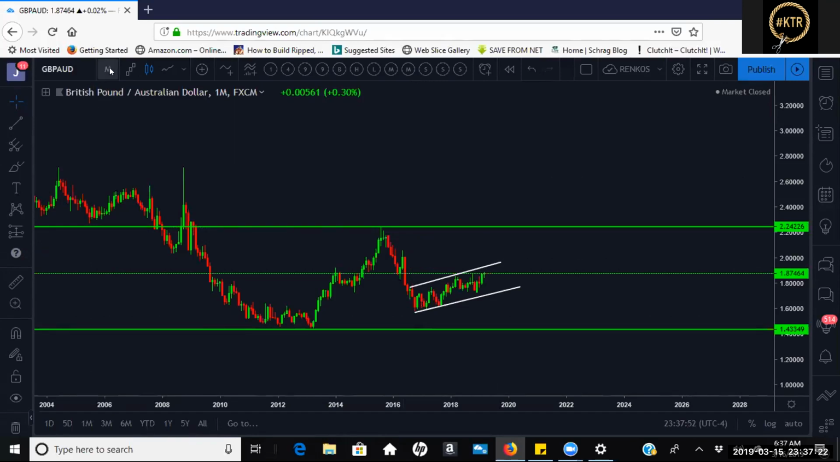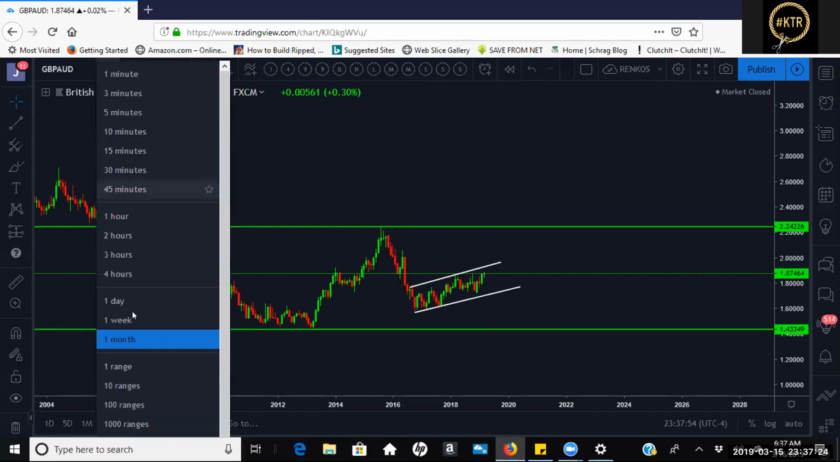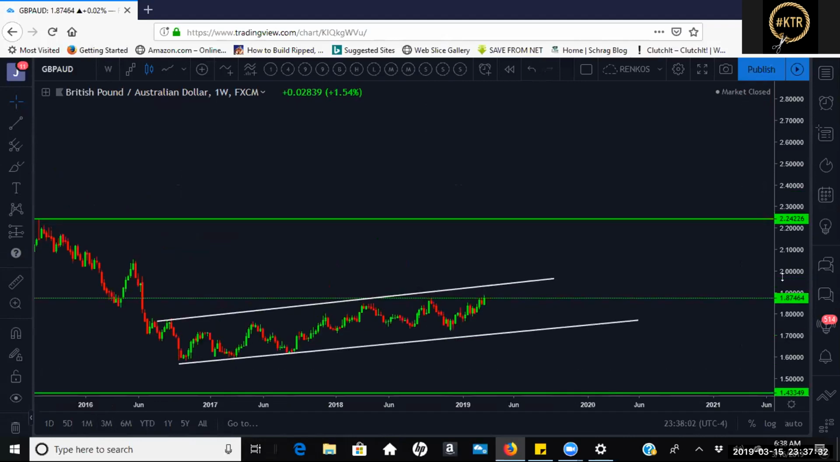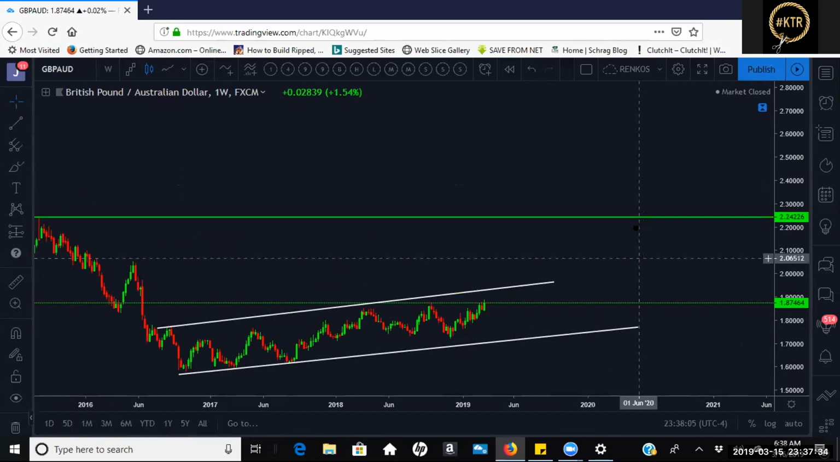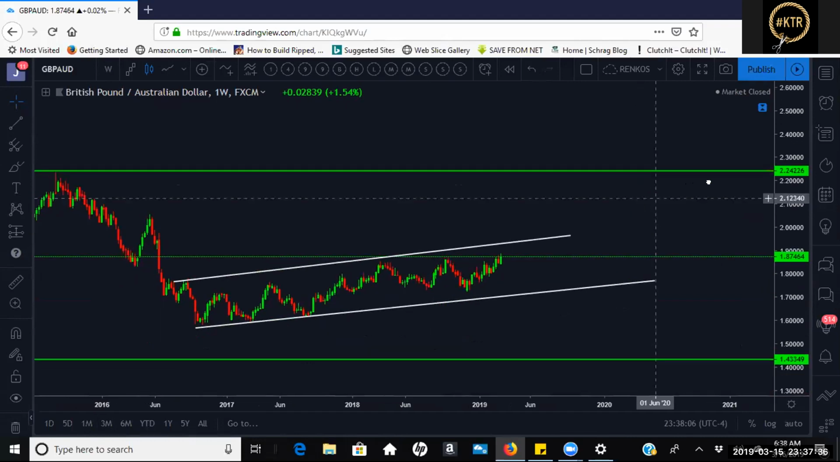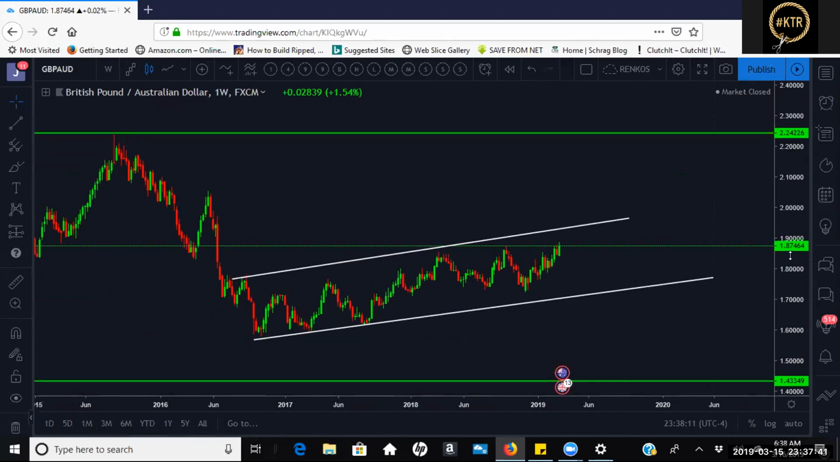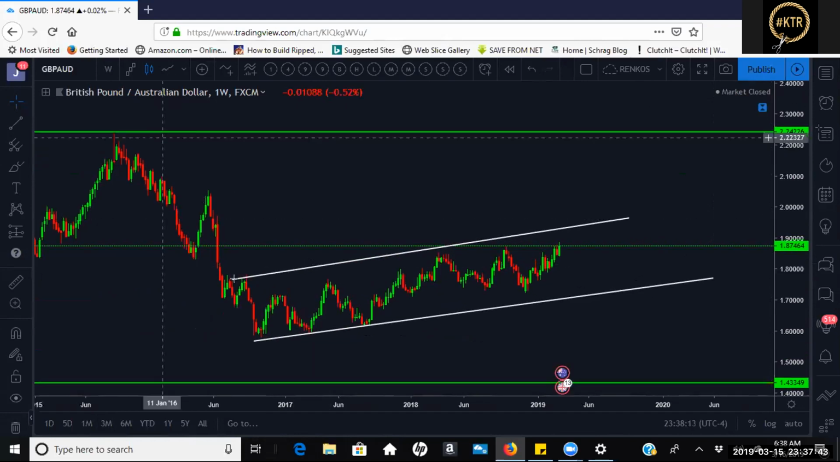Right here on the monthly, just think of yourself in an airplane 30,000 feet in the air, and you can see the earth and all the nice curvatures in the planet. But as you get closer, you can see better. So we're going to get closer. We're going to go down here to the weekly. And as you can see here on this weekly, we have a channel right here.